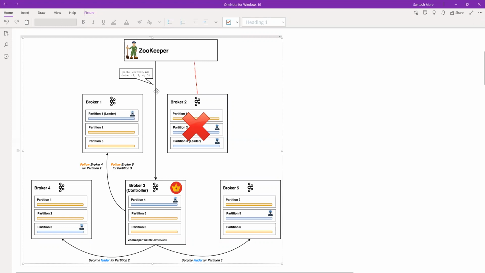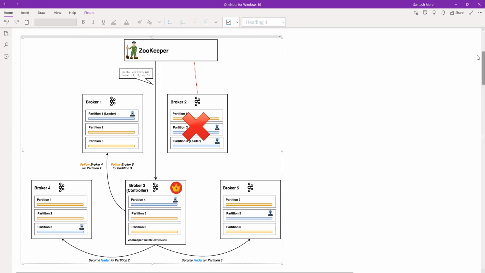And how is it notified? ZooKeeper will have a watch on all these broker sessions, and that watch will be an input to the controller. ZooKeeper's watch will inform the controller broker, which is currently broker 3, that broker 2 has gone down, and then it needs to take action.